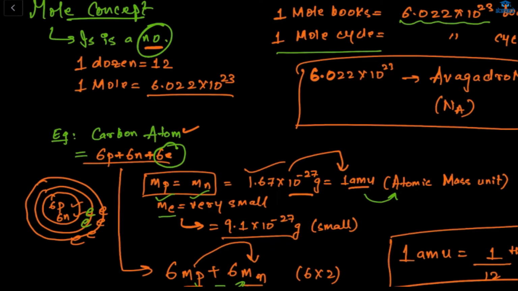So let's take the example of a carbon atom. In this carbon atom, we'll have three things, right? Proton, neutrons, and electrons. Six protons, six neutrons, and six electrons, because it is carbon. So carbon is six, right? Carbon is having six, right? Yes, ma'am.